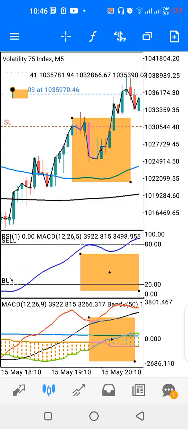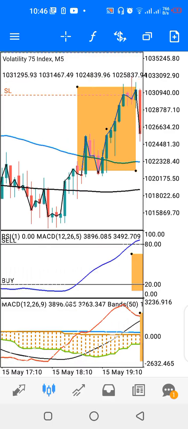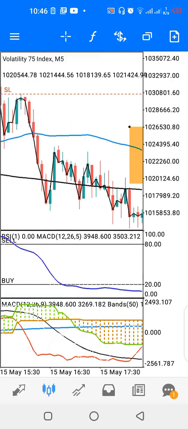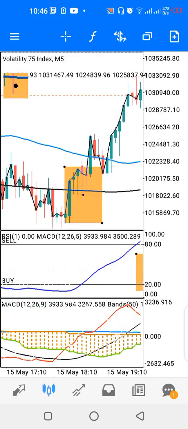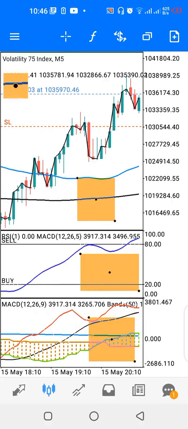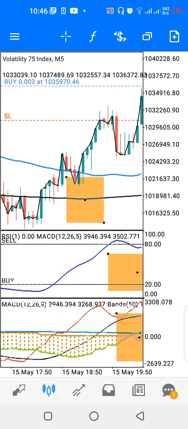Now on the main window, this is my main window, I have some moving averages. The way the strategy works is when this blue moving average, this blue line, is above the black line, the trend is bullish. You can use this strategy on any time frame. It means the trend is bullish.